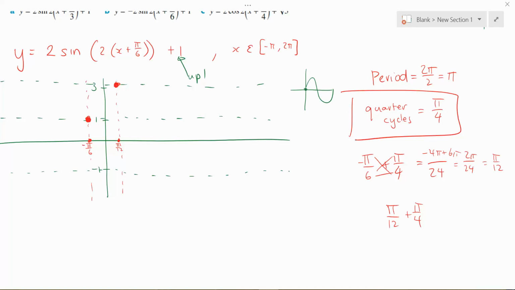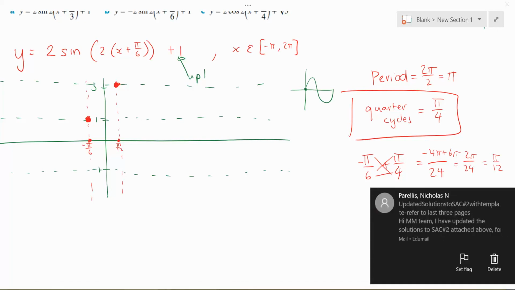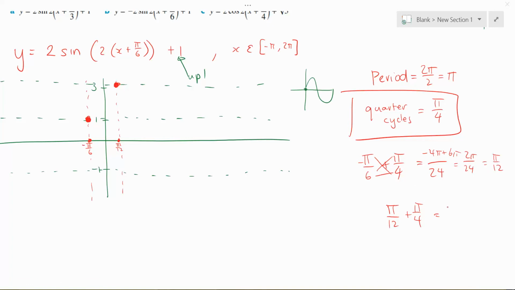But I want you to find a pattern. There's always going to be a pattern. So here, pi on 12 plus pi on 4, I know that's the same thing as saying, here we go, pi on 12 plus 3 pi on 12. Okay? And that's the key. This is the key part that allows you to sketch it much easier. So you went through all that to get here.